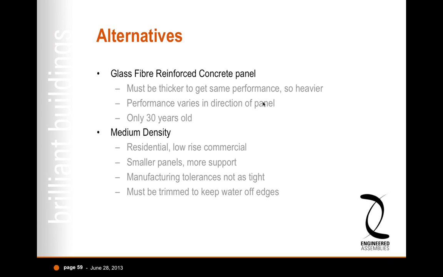Now, the alternatives I've mentioned earlier, glass fiber reinforced concrete and medium density fiber cement. Just a couple comments. So GFRC, like Fiber C and Sinstone, needs to be much thicker in order to be strong, and therefore it's heavier, and you're going to have more structure. Some of that structure is going to be thermally challenging because you're going to end up with a lot of girts. And it hasn't been around that long. And medium density fiber cement, like Hardie Panel, has been used in residential and low-rise commercial. They are smaller panels. They require more support. Manufacturing tolerances aren't as tight, and you really have to make sure you carefully trim it so that water stays away from its edges.